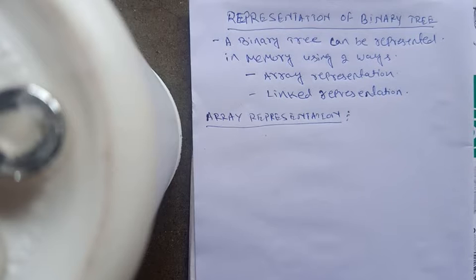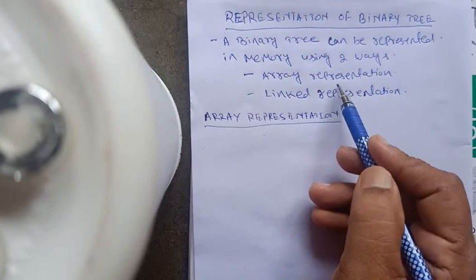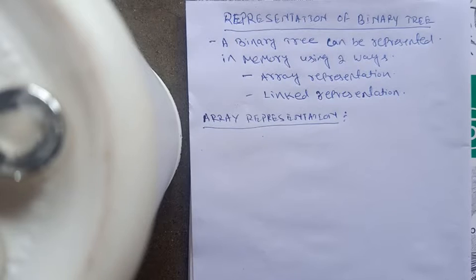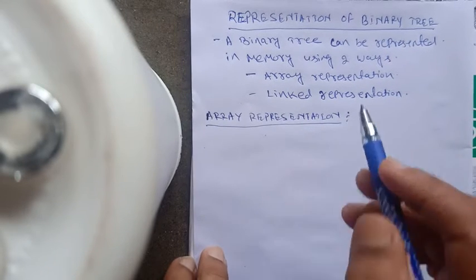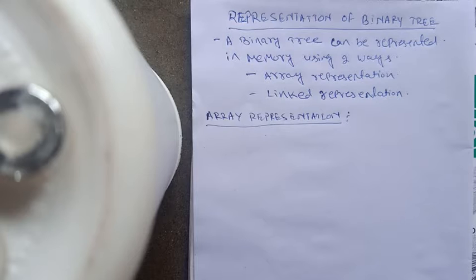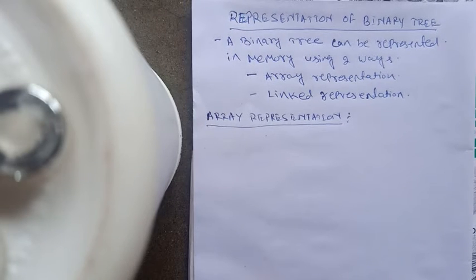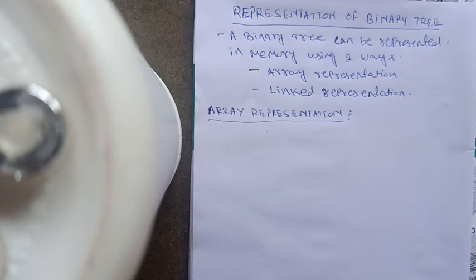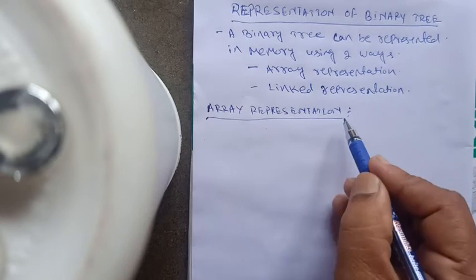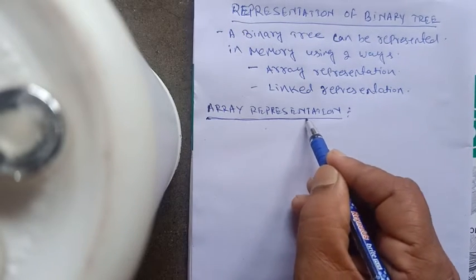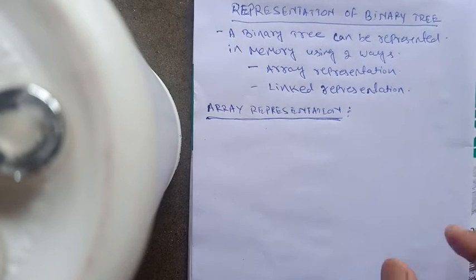A tree also can be represented in two ways. One is array representation, so we can represent a binary tree using an array, and the second method is linked representation, means we can represent a binary tree using a linked list also. So first we shall discuss array representation: how a binary tree could be represented using an array.